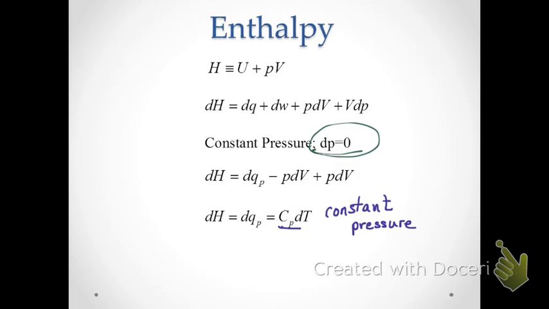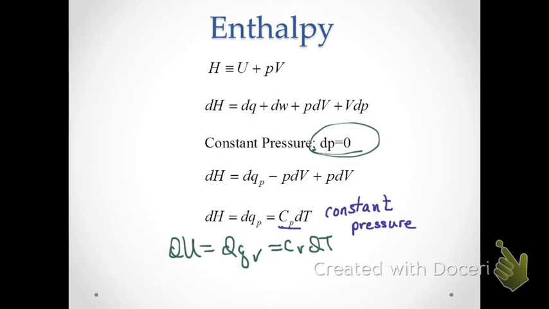In fact, you may recall that for a constant volume process, dU is equal to dQ. So whether we use enthalpy or internal energy in our calculations will depend on the nature of the process itself. And again, we have the distinction between the constant volume and the constant pressure heat capacities.